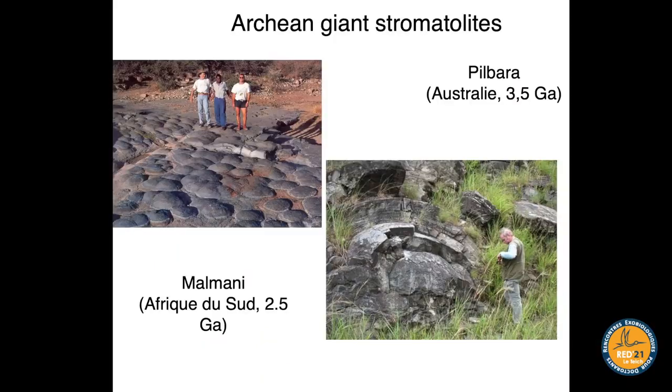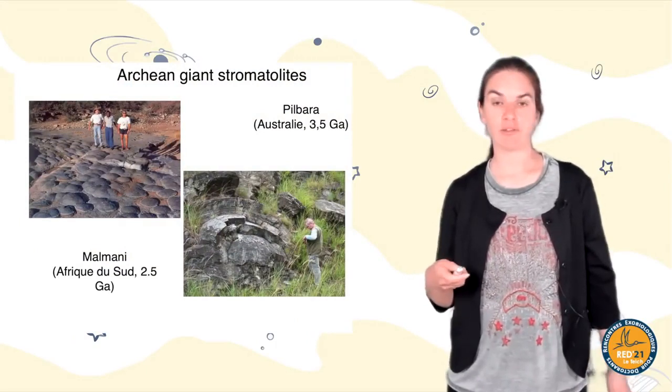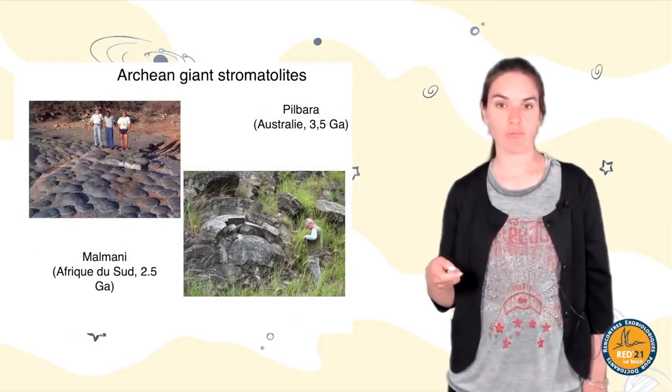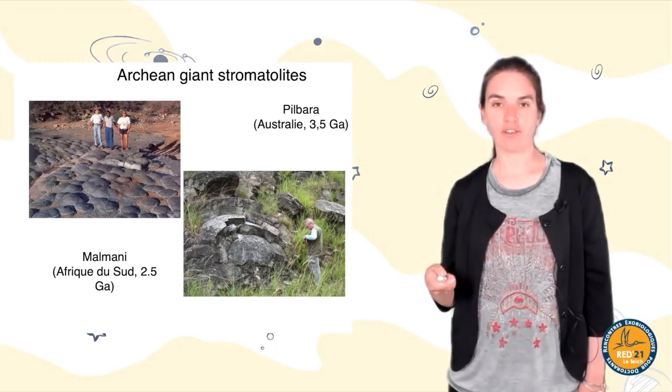During the Archean, the stromatolites are giant. Here are two examples, one from the Pilbara. You can see this nice dome where people are standing. And this is another example from Malmani, where the stromatolite can be 2 meters large. So they were very huge. One possibility to explain why they were so big at that time is that there were not so many predators. So they were the king and queen of life at that time.